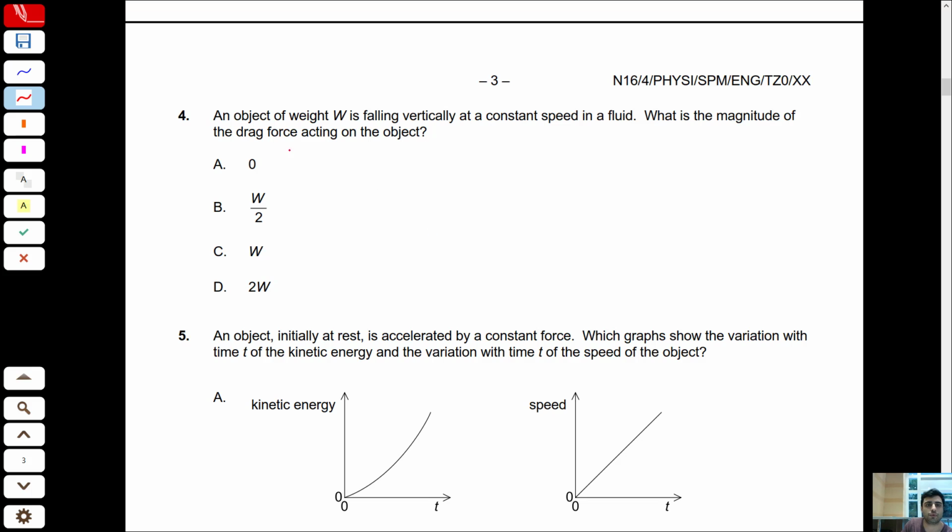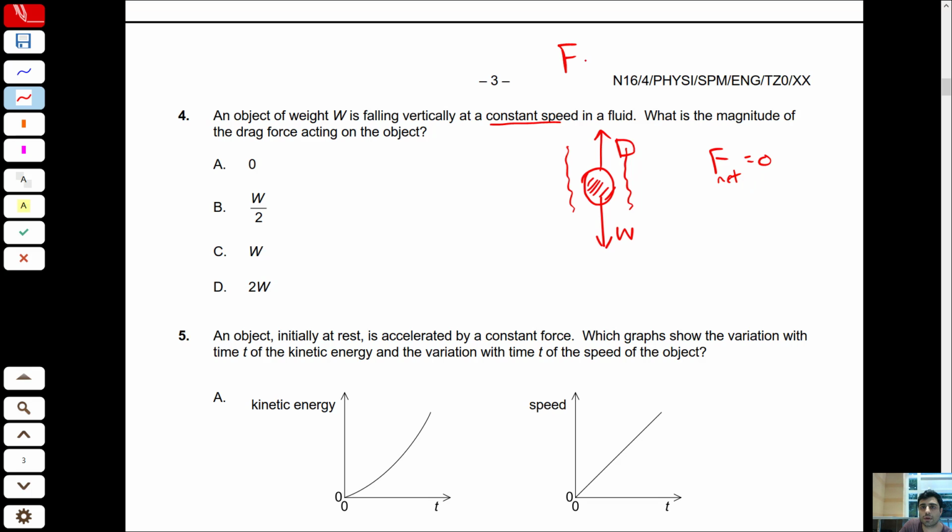Question number 4. In question number 4, we have an object of weight W falling vertically at a constant speed in a fluid. So we have an object, and that object has a weight. The weight is W, and it's falling in a fluid. When it's falling in a fluid, there's a drag that is opposing the direction of the motion. Call it D, drag. Now, as long as the speed is constant, there must be no net force acting on the body. So the net force acting on the body must be 0.